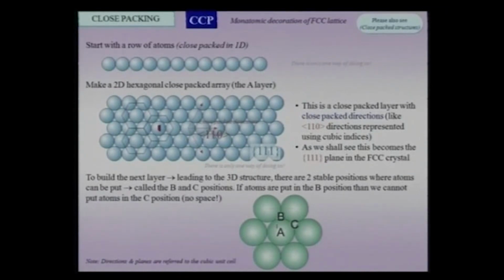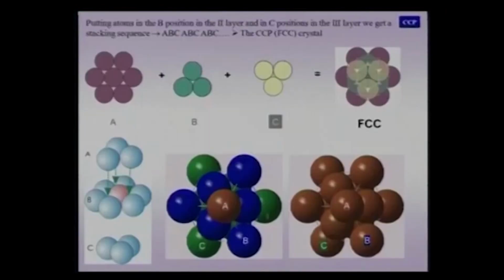Alternately, I could put a sphere in the second layer in the C position, which means that I cannot put a sphere in the B position. I can put one in the C position here, one in the C position here, and one in the C position here. So, I have 2 choices for the second layer, and I can construct a second layer by putting atoms in the way I have told. We will revise these things again with actual physical models, so that the concept of space filling becomes absolutely clear, but we have these choices for the second layer.